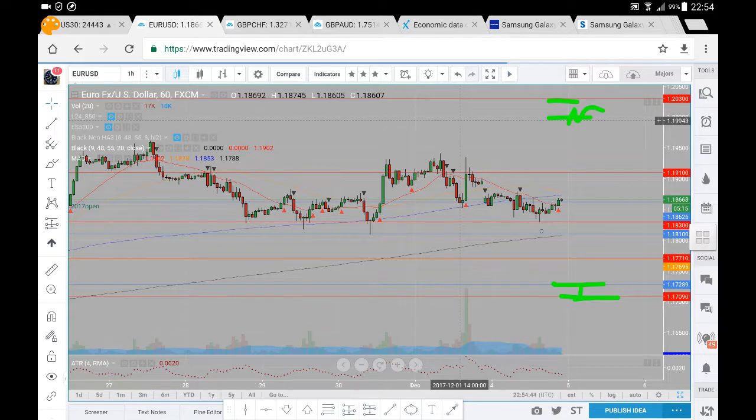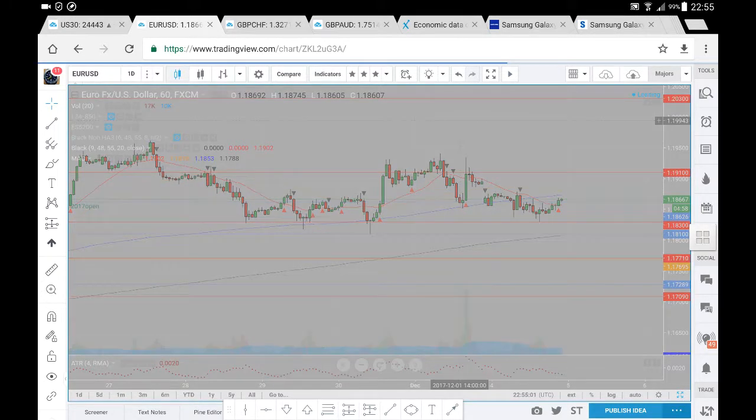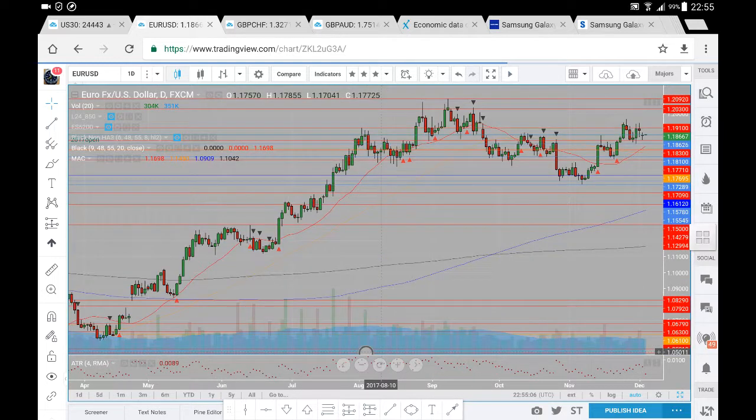But overall, we do seem to have found support, as we have on a couple of occasions, in around this 1830. So we do look poised for another retest of 1910, possibly 1960 and beyond. So yeah, let's just have a look at the daily chart before we wrap up here on the euro dollar. So if we head over to the daily chart on the euro dollar, just to see how price has traded.